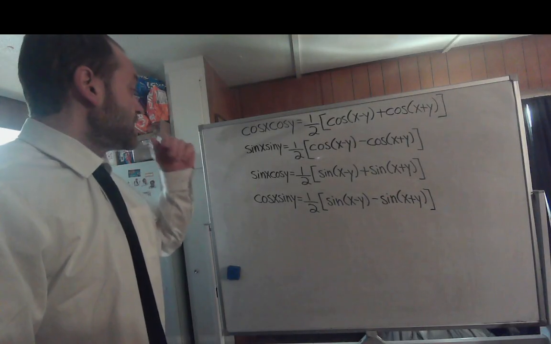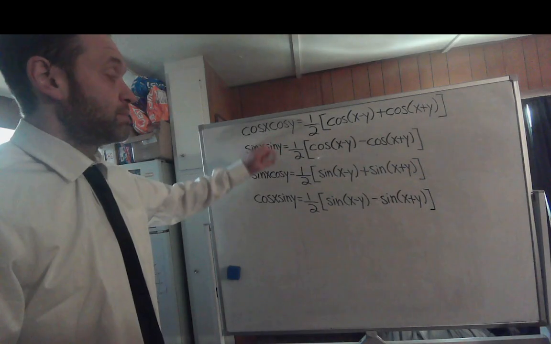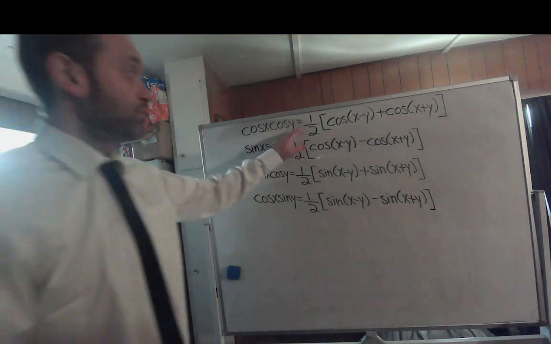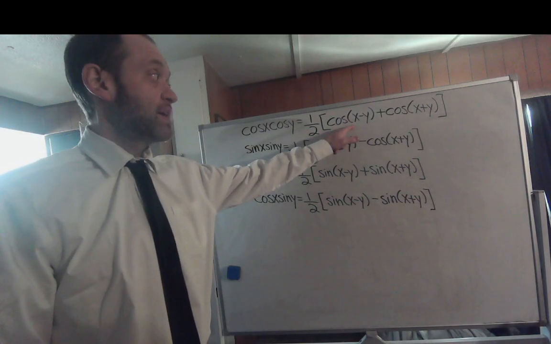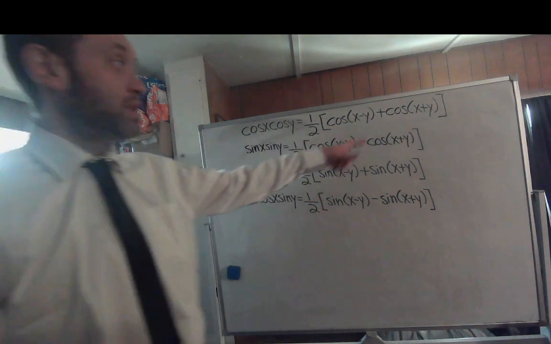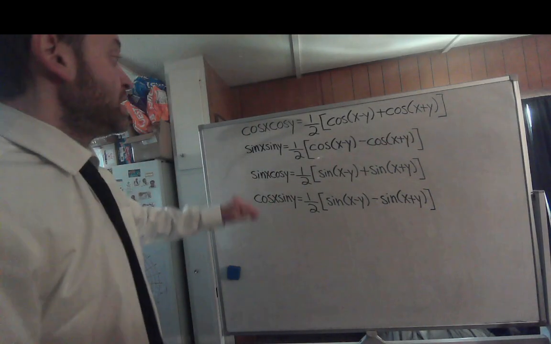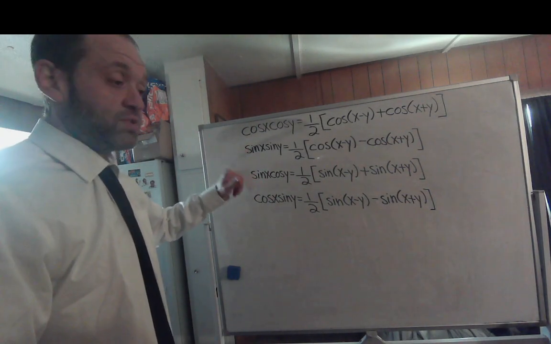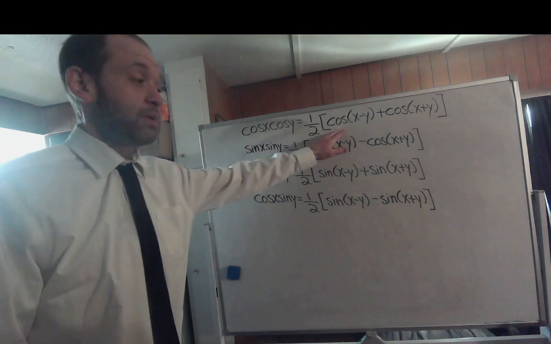And the first one is the cosine of x times cosine of y. So that's equal to 1/2 of the quantity of the cosine of the quantity of x minus y plus the cosine of the quantity of x plus y. This is where the power reducing formula for cosine squared of x comes from.